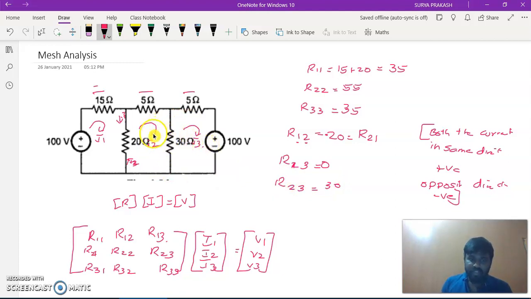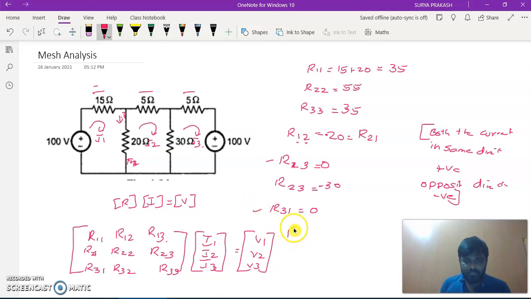The current I2 is passing from up to down, and I3 is from bottom to top, so definitely it is also a negative sign. The next one is R31. R31 is the third loop being connected directly to the first loop. We can take it as 0. This is the same as R13, and R31 is 0.